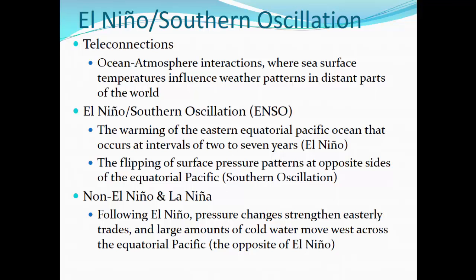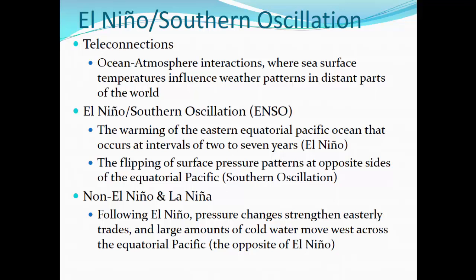Teleconnections really could be an entire course in the study of advanced atmospheric sciences. So we're just going to touch on this and talk briefly about the most famous teleconnection, which is the El Niño Southern Oscillation. So again, teleconnections are ocean-atmosphere interactions where sea surface temperatures in one spot change weather patterns in other spots. The most famous is the El Niño Southern Oscillation, where El Niño is the warming of the eastern equatorial Pacific Ocean. That occurs at intervals of maybe 2 to 7 years, and El Niño is caused by the flipping of surface pressure patterns at opposite sides of the equatorial Pacific.